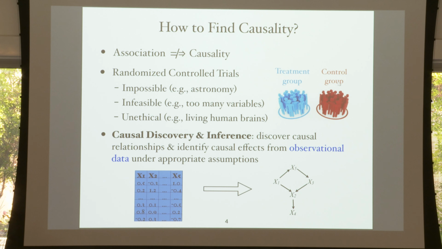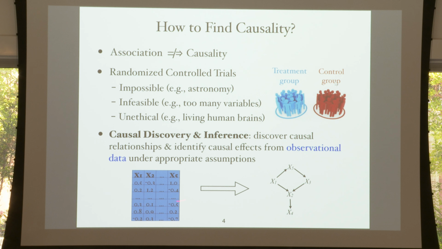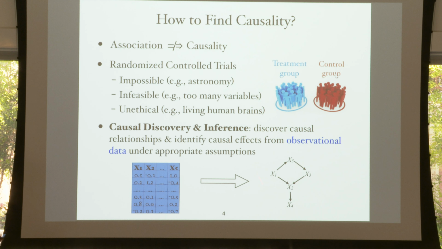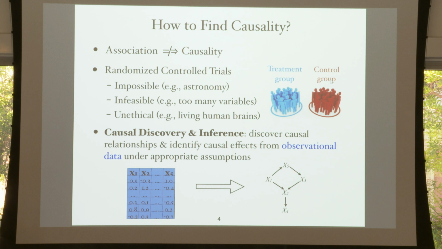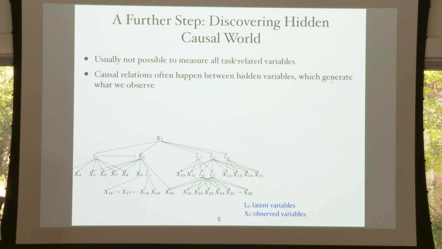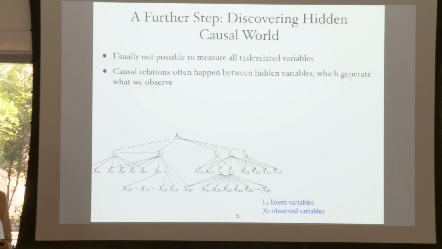Here's an illustration. From the observational data, we want to infer the causal structure as well as identify the causal effects from the cause to the effect. We know that most approaches in causal discovery have strong assumptions. For example, they assume that there are no hidden confounders. However, in practice, it's usually not possible to measure all task-related variables.